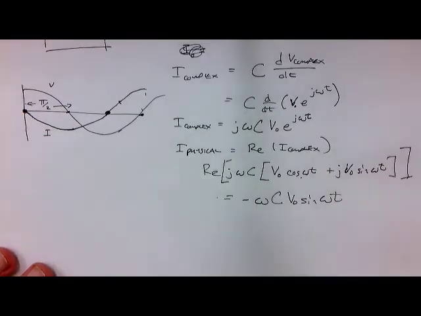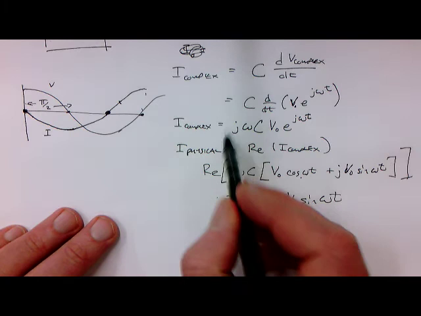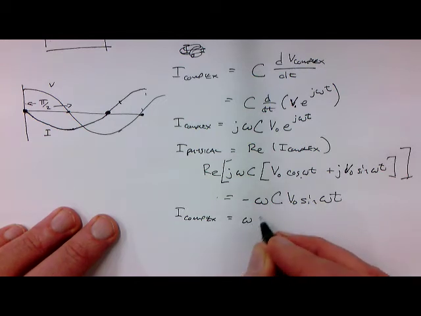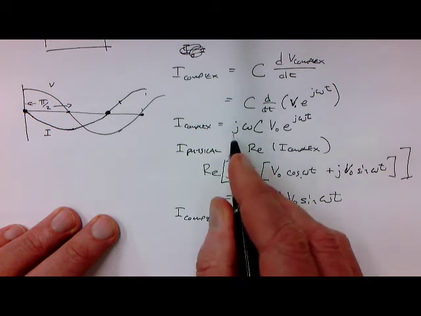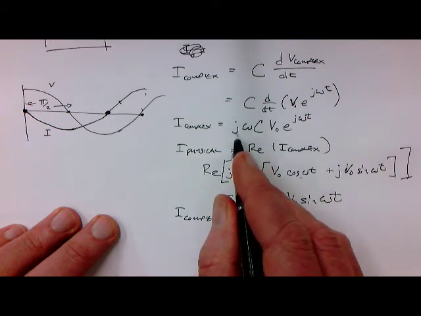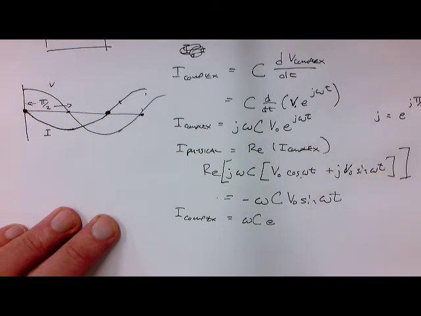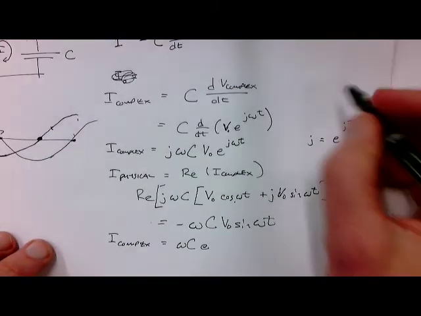Another way to interpret it that's a little bit more sophisticated is to rewrite that j as an exponential, right? So I could rewrite I complex as being omega times c times e to the, well, how do I write j as an exponential? I propose that j is equal to e to the j pi over 2. Is it? Okay? Well, let's see if it is.